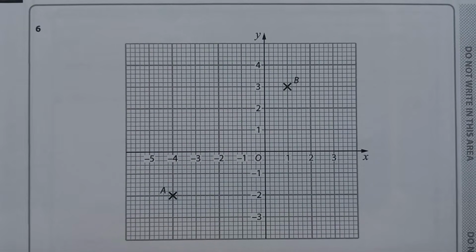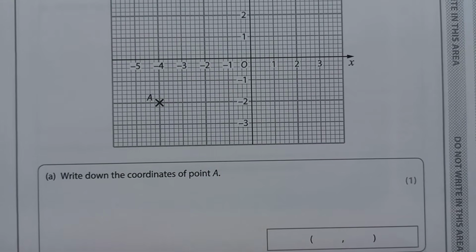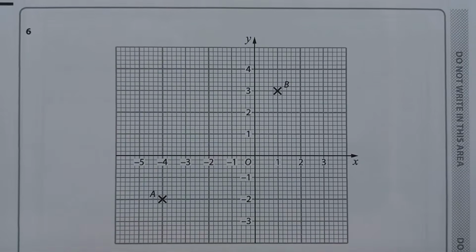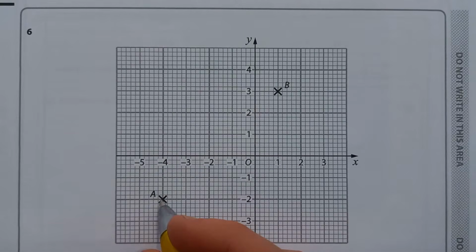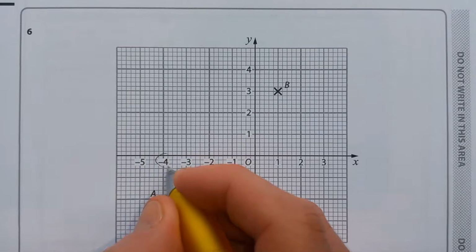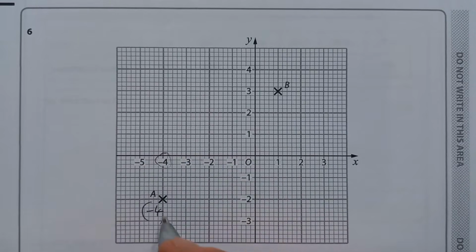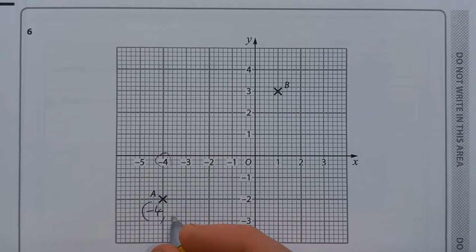Question 6. Let's move it up to actually see what the question is. Write down the coordinate of point A. Well, A is this one. So we want our x coordinate first. So this is the x. So we find this. So it's going to be -4. And the y coordinate is going to be -2.